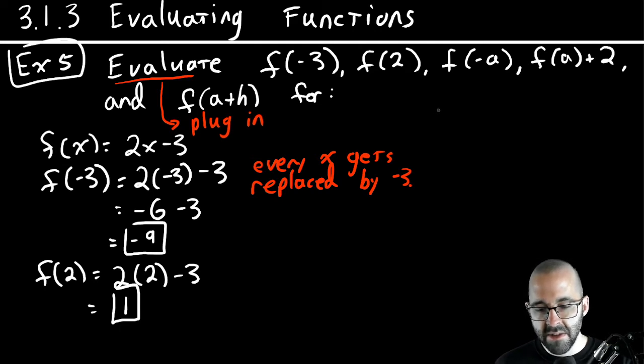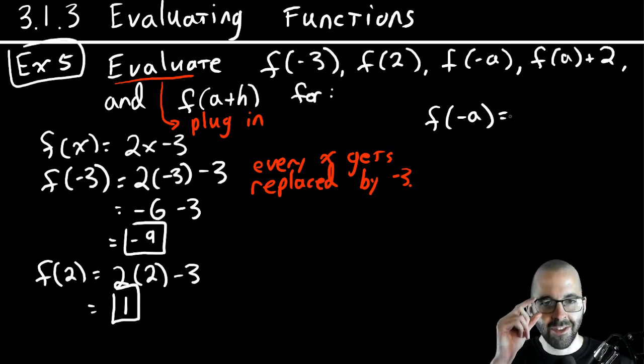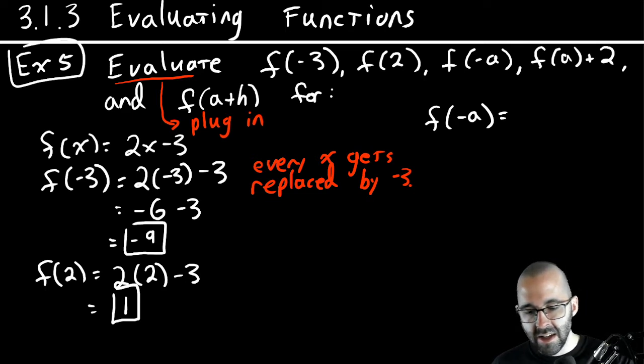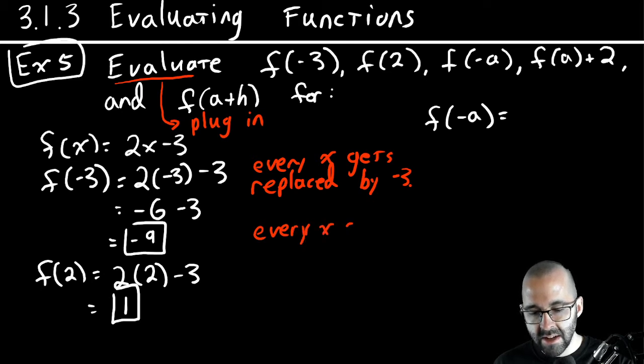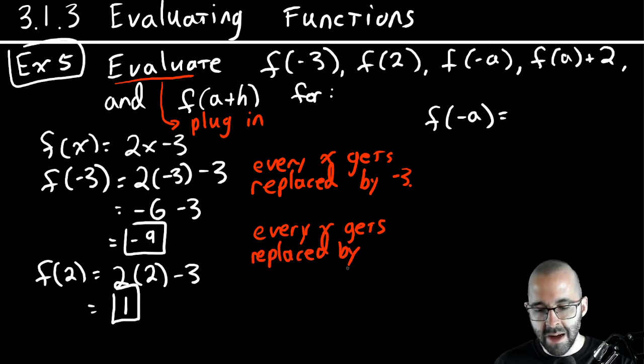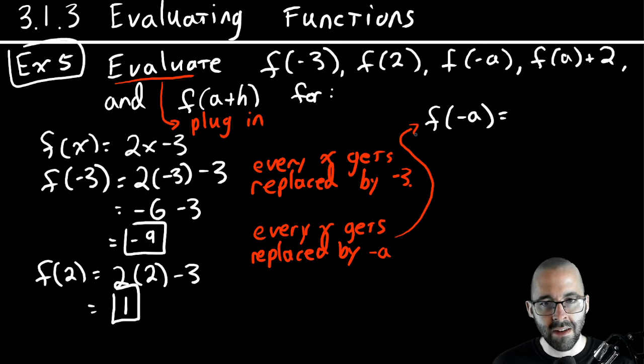Next one, f of negative a. Jason, that looks weird. That makes me nervous. Well, don't. It's the same thing. Every x just gets replaced by the input. Well, not by negative 3 anymore. Every x gets replaced by negative a. That's all this means.